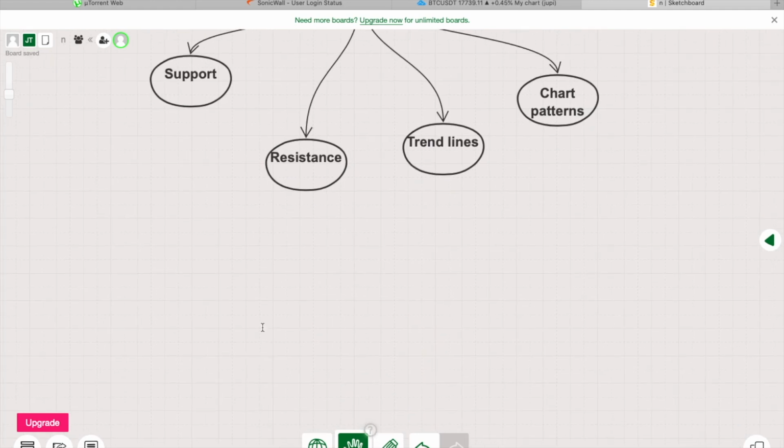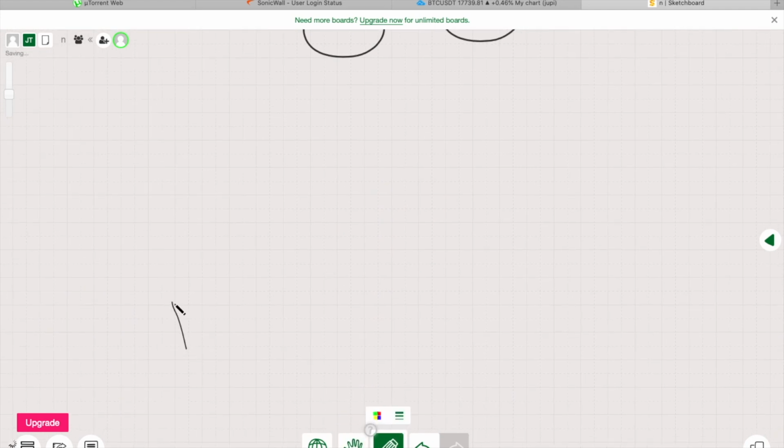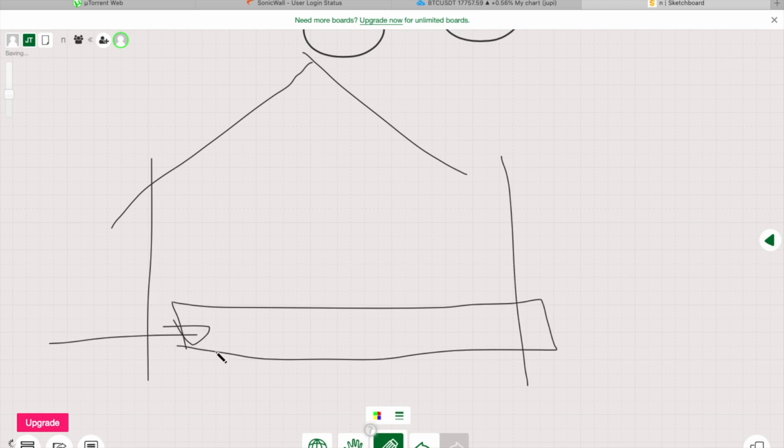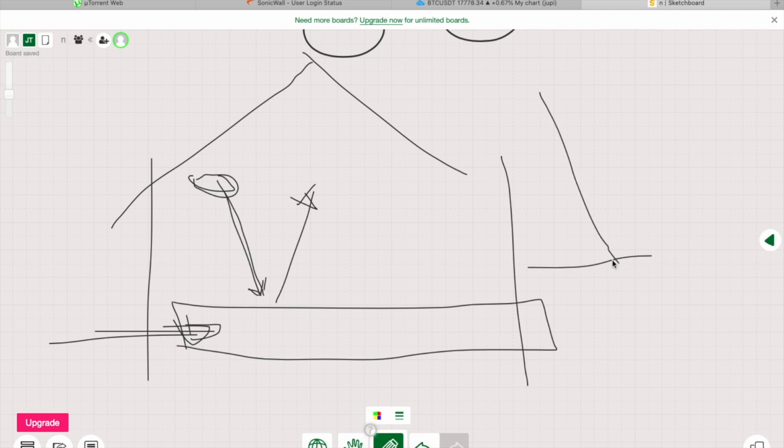So the first one is support. Support means it's a demand level. You can take this as the floor of a building. Let's say we have a house like this and we have a floor. This floor can be taken as a support. Let's say there is a ball. Whenever this ball comes down to the floor, it will bounce up, right? So this floor acts as a support. In the market also, when price comes back to a support level, it will bounce up. If it has momentum, of course, it can break the support. We'll talk about that later. So this is support. You can take it simply as a floor.